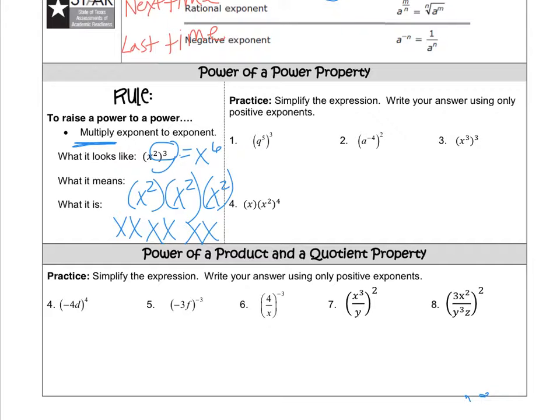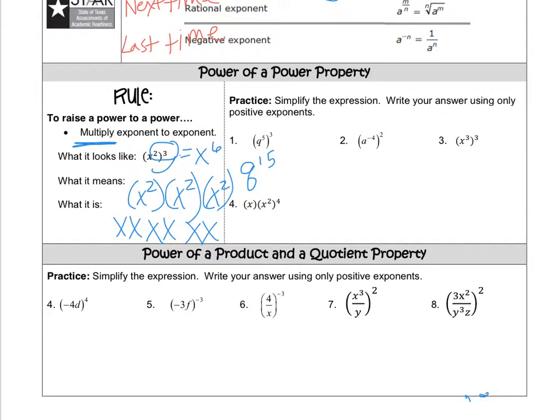All right, so when we're looking at number 1, we've got a base of q raised to the 5th power, and then the whole thing is being raised again to the power of 3. So our rule says when it's power to power, we're going to multiply. So 5 times 3 is q to the 15th power.